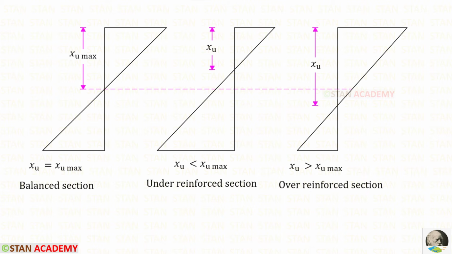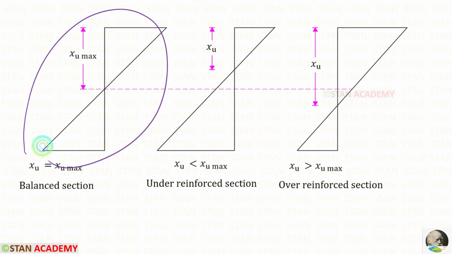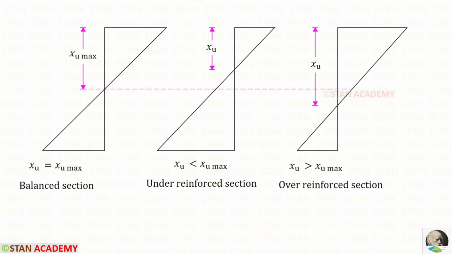We know that in the balanced section, the stress in concrete and steel will reach their maximum value simultaneously. In this case, XU will be equal to XU max. Using this, we can differentiate under-reinforced section and over-reinforced section. When XU is lesser than XU max, that section is called under-reinforced section. When XU is greater than XU max, that section is called over-reinforced section.